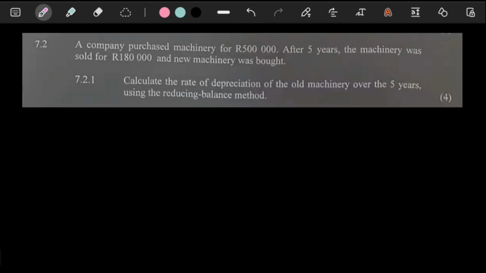A company purchased machinery for 500,000. Full stop. Then after 5 years, the machinery was sold for 180,000, and the new machinery was bought. Calculate the rate of depreciation of the old machinery over the 5 years using the reducing balance. So this is the reducing balance formula.